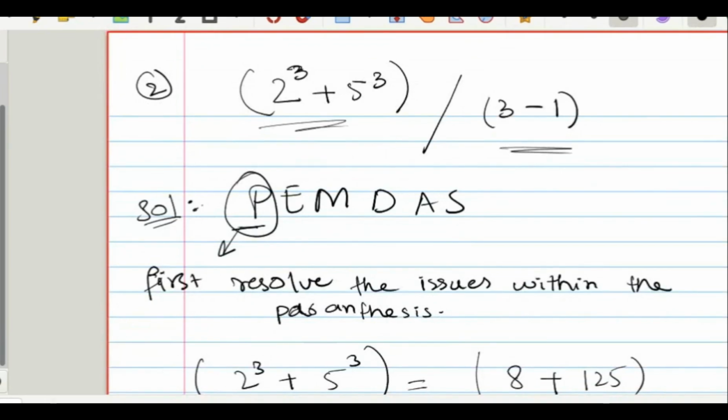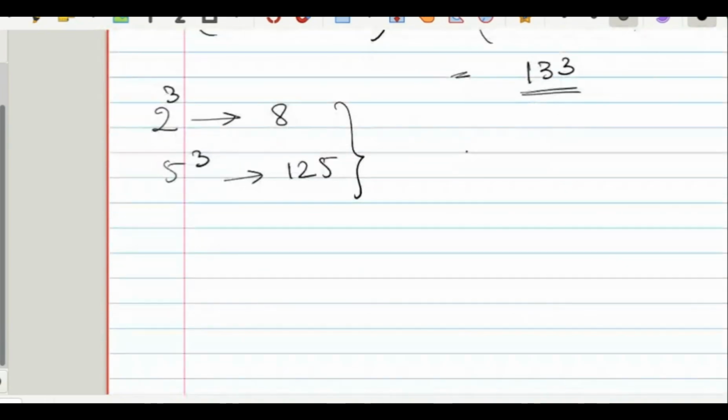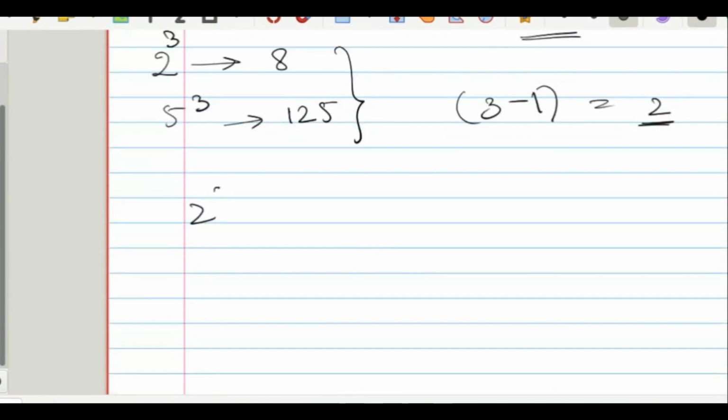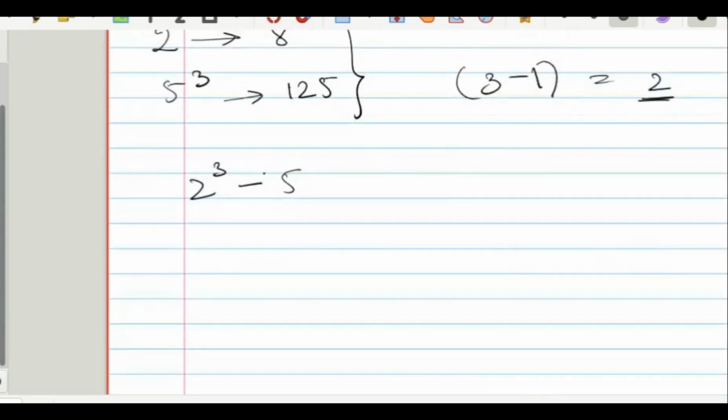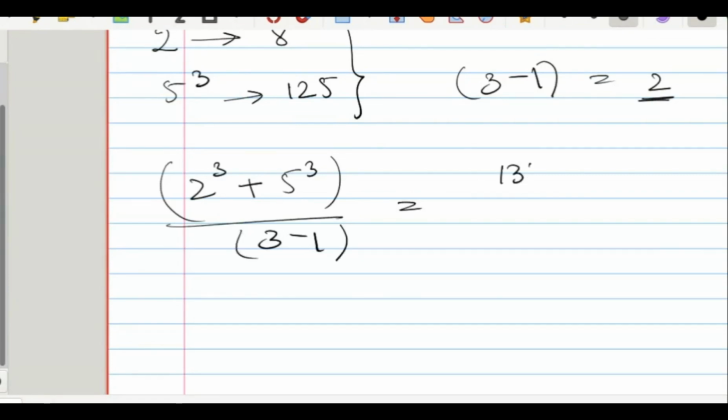Now we resolved the issue in this bracket, but this bracket is remaining. So how can we resolve the issue in this bracket? What is 3 minus 1? This 3 minus 1 is under the bracket, and we resolve it and get 2. So what is the simplified form? Let me write this question in simplified form: this is 133, and this is 2. So what is it, dear student?